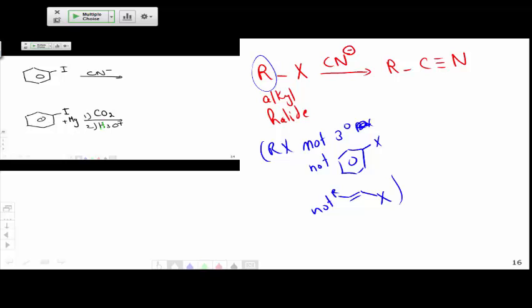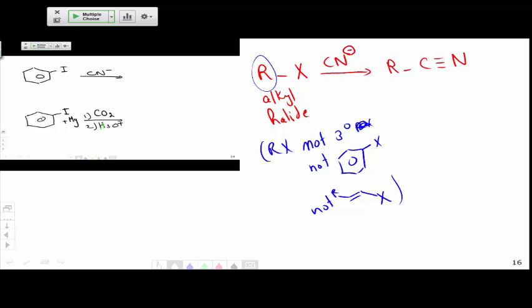As you can see, Grignard, no limitation. We come to the nitrile, it couldn't be tertiary. It can't be vinyl, it can't be phenyl. So I'm slightly limited to primary, secondary alkyl halides for this one.